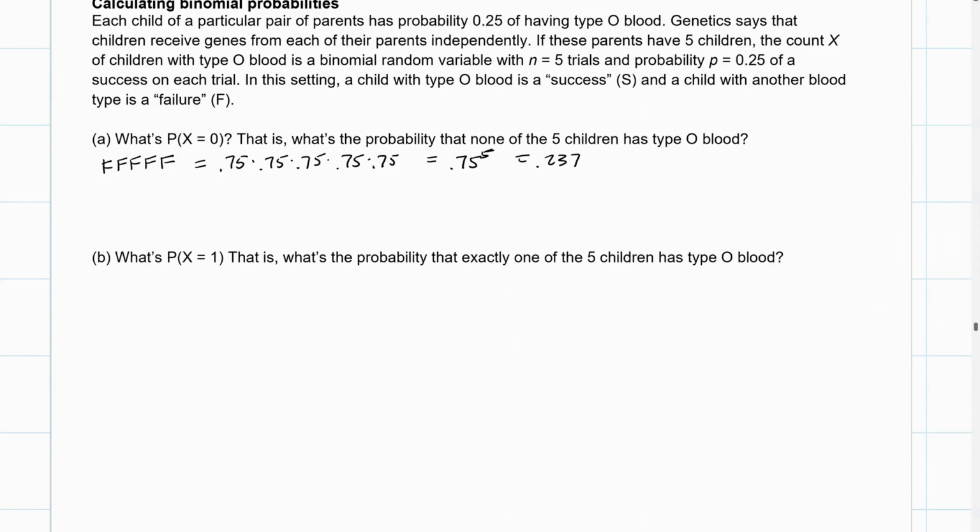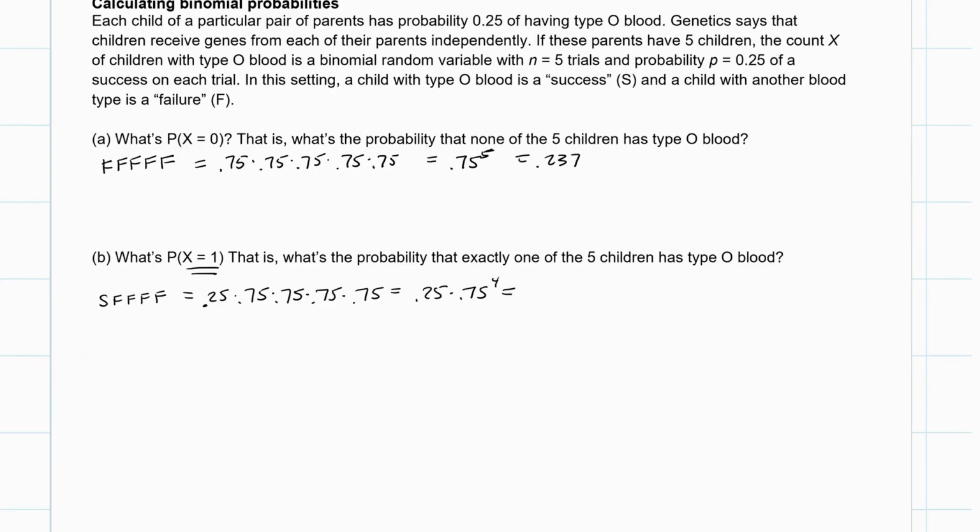0.237 is that probability. All right, that seems pretty easy to calculate. But what happens when we say there's one success? Well, one way to get one success is that you have a success and it's followed by four failures, or probability of success followed by the probability of those four failures, which I might write as 0.25 times 0.75 to the fourth.